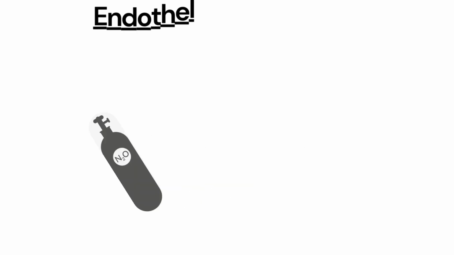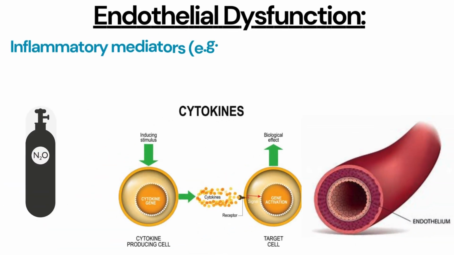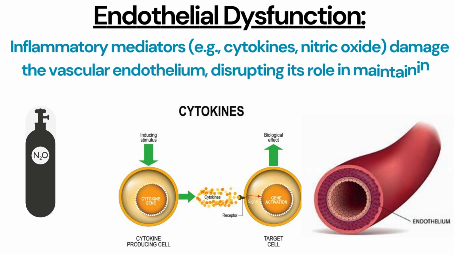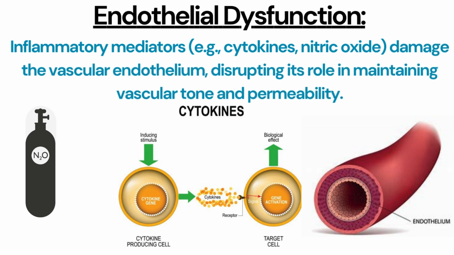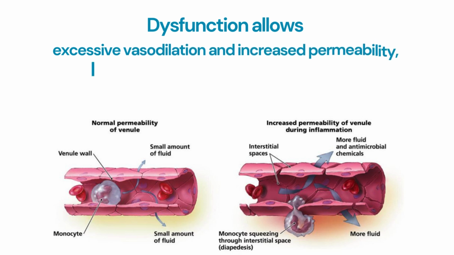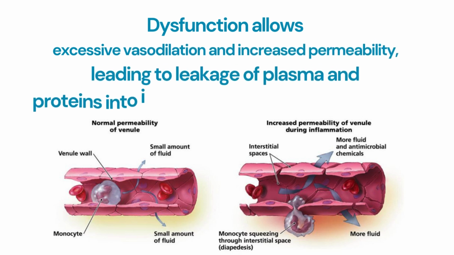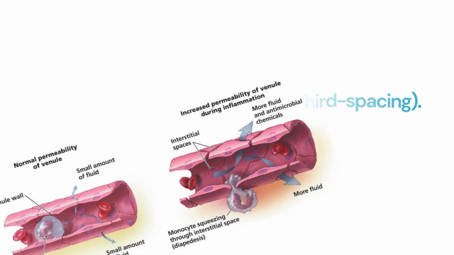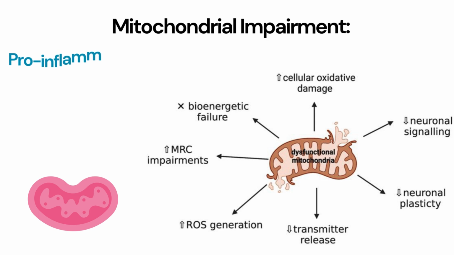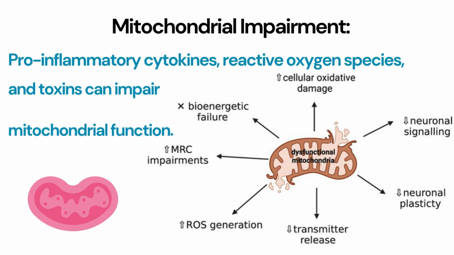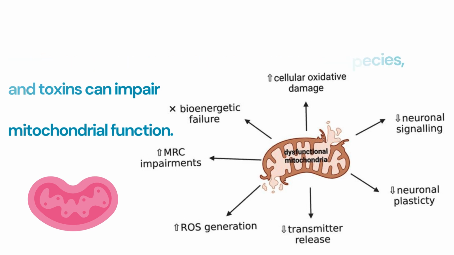Pathophysiology. Endothelial dysfunction. Inflammatory mediators such as cytokines and nitric oxide damage the vascular endothelium. This disrupts its role in maintaining vascular tone and permeability. Dysfunction allows excessive vasodilation and increased permeability, leading to leakage of plasma and proteins into interstitial spaces, also known as third spacing. Mitochondrial impairment. Pro-inflammatory cytokines, reactive oxygen species, and toxins can impair mitochondrial function.